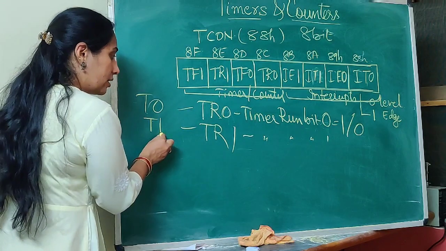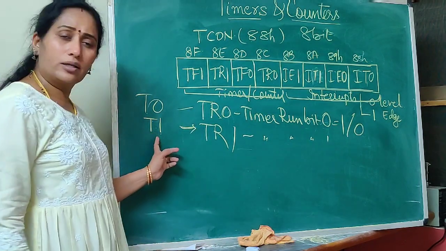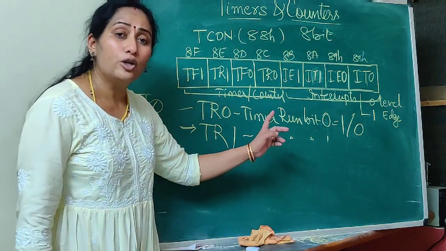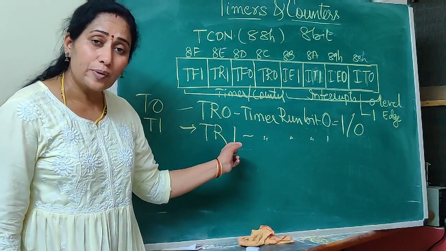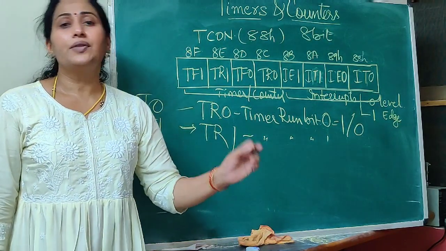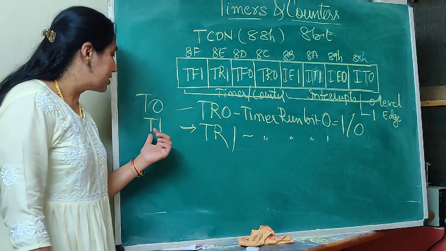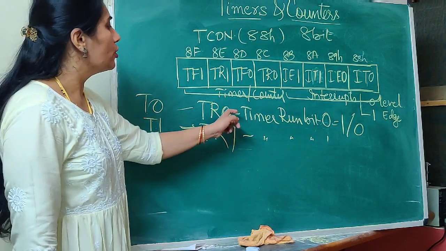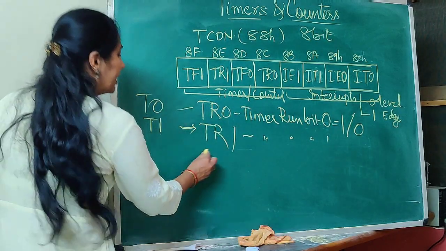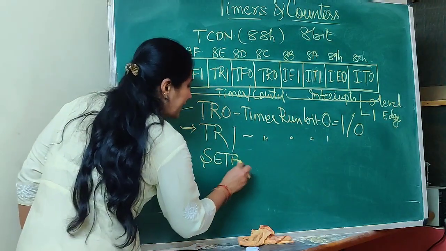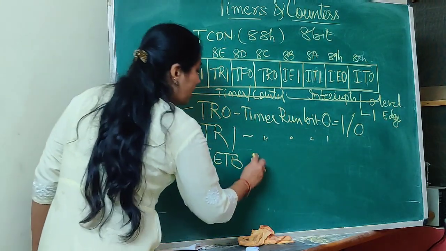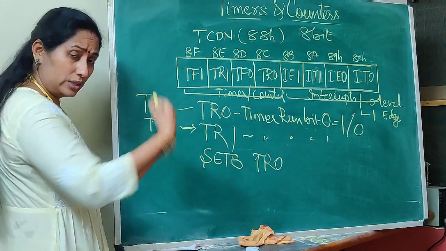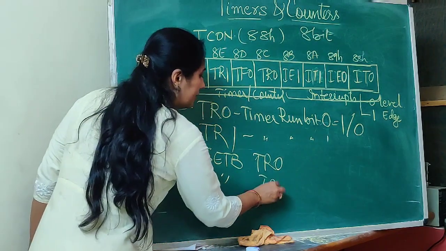Fine. For timer 1, to start the timer or the counter operation, I am going to use this timer run bit 1, wherein if I write the status as 1, then it is going to start the timer or the counter operation connected with timer 1. If I make it 0, then it is going to stop. So how am I going to make it 1 or 0? That is by using the instruction SETB TR0 if I am using timer 0, and SETB TR1 if I am using timer 1.